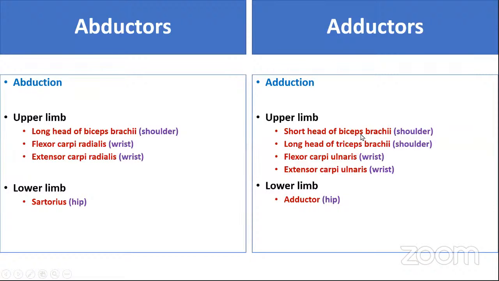The same muscle, but one head is concerned with the abduction, whereas the other head is concerned with the adduction. Then you have flexor carpi radialis, extensor carpi radialis. They bring about adduction of the wrist. With respect to the lower limb, sartorius is a strong muscle, it brings about abduction. Whereas in case of the lower limb, the adductor group, five muscles are there, and this adductor group brings about adduction at the hip joint. These muscles are present towards the medial side of the thigh region.